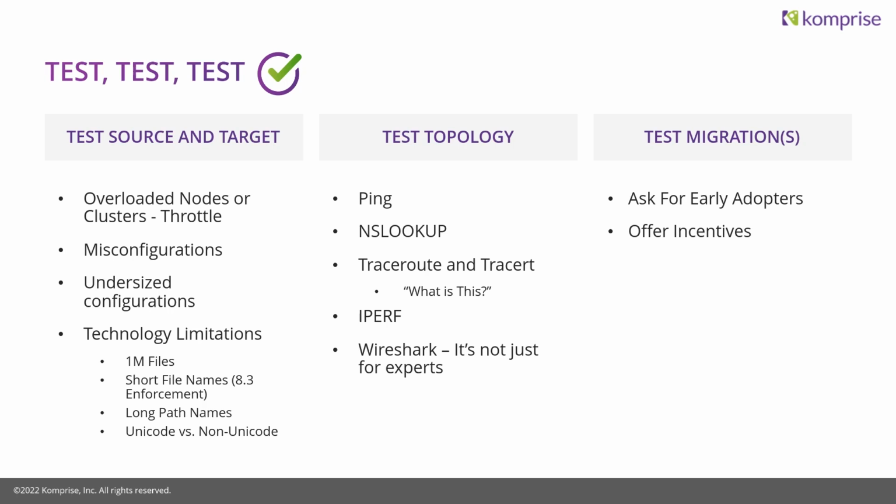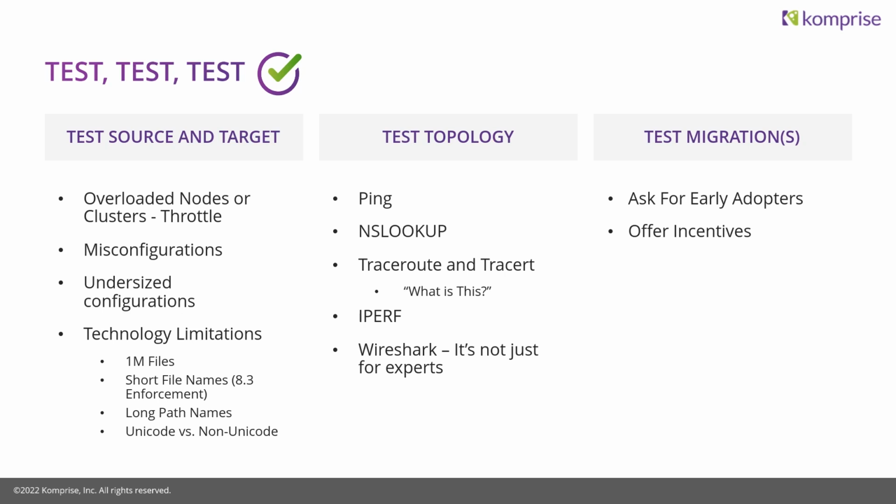So now you've exceeded the 260 character limitation. How do you deal with that? Unicode versus non-Unicode. Where are you migrating your data? Are you going between regions that have different character maps? Can both the source and target deal with those different character maps?